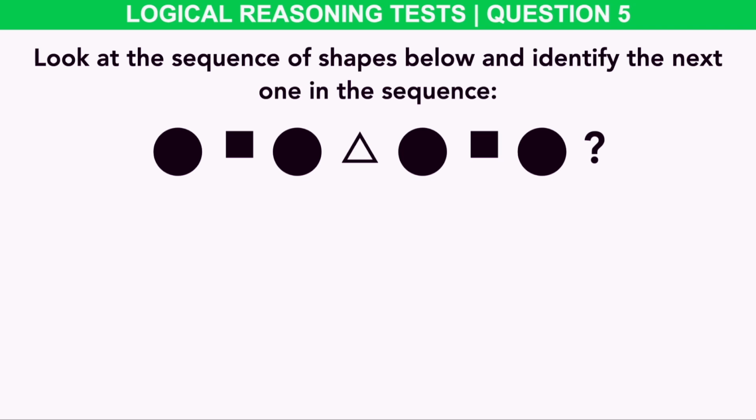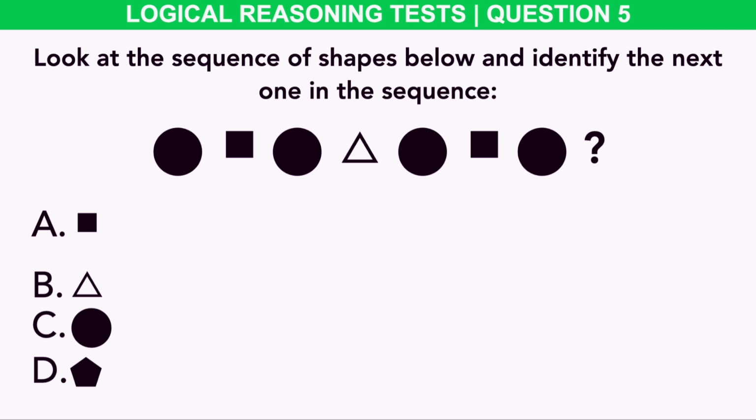You can see the shapes here. We have circles, a square, and a triangle. The question mark represents the next shape to follow, but what is it? Is it A, a square, B, a triangle, C, a circle, or is it D, a pentagon? Now, before we break down the answer together, I'm going to give you 10 seconds on the timer once again. Let me know your answer in the comment section below, but don't worry, we will go through this question step by step together. Your 10 seconds starts now.